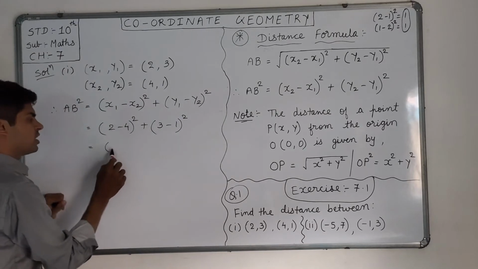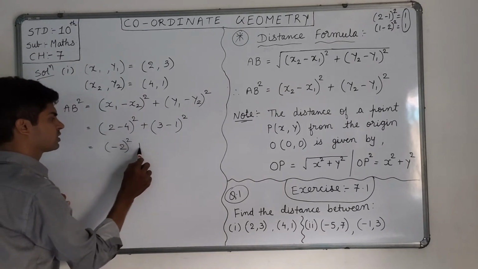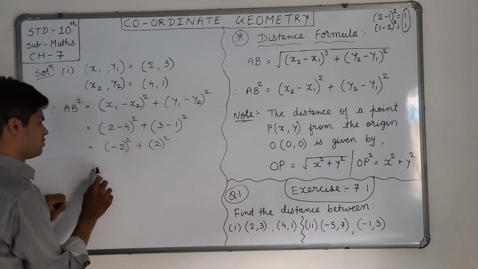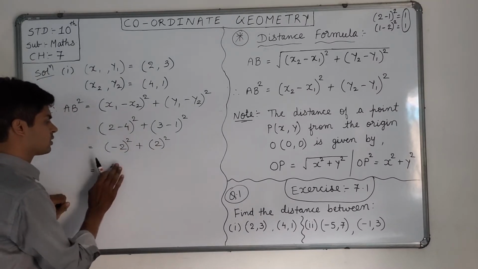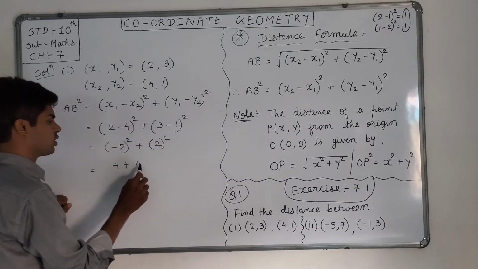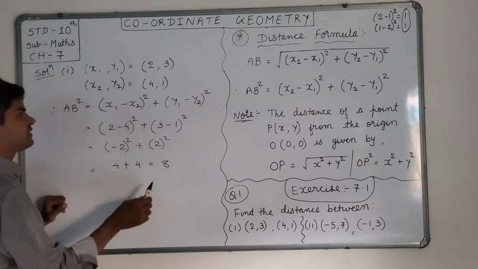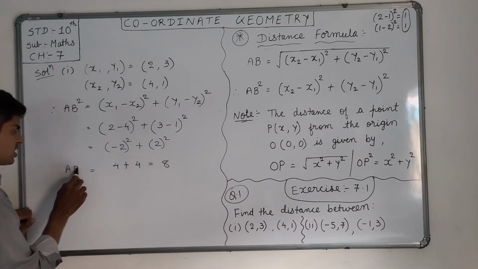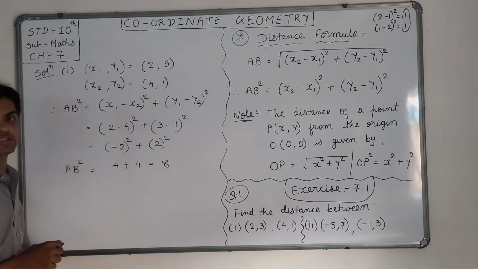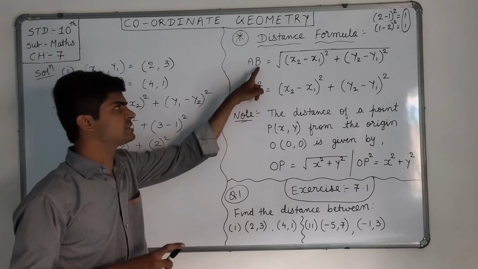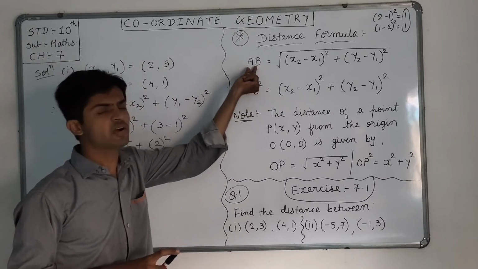2 minus 4, it will be minus 2 whole square. 3 minus 1, it will be 2 square. Minus 2 square, it will be 4. Okay? And 2 square, it will be 4. 4 plus 4, it will be 8. That is the answer of AB square. वो जो आंसर हमें मिला वो AB square का आंसर मिला. But originally we need to find this AB. हमें तो सिर्फ ये AB ही find करना है.